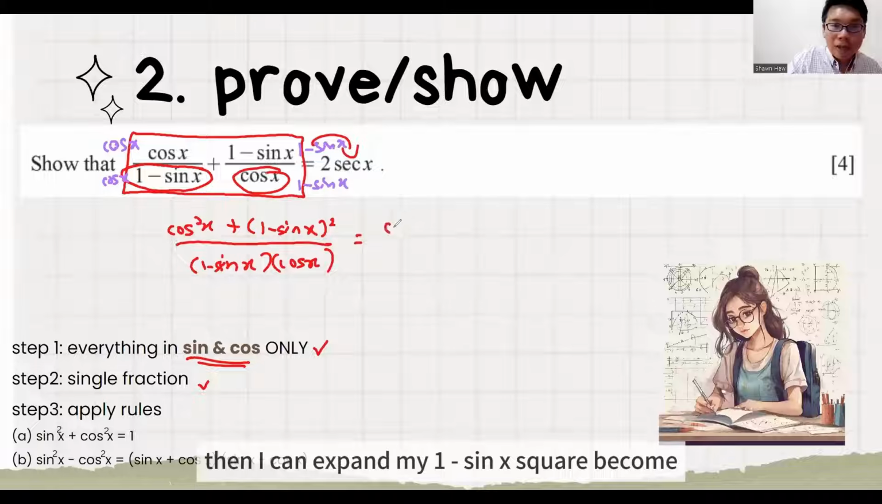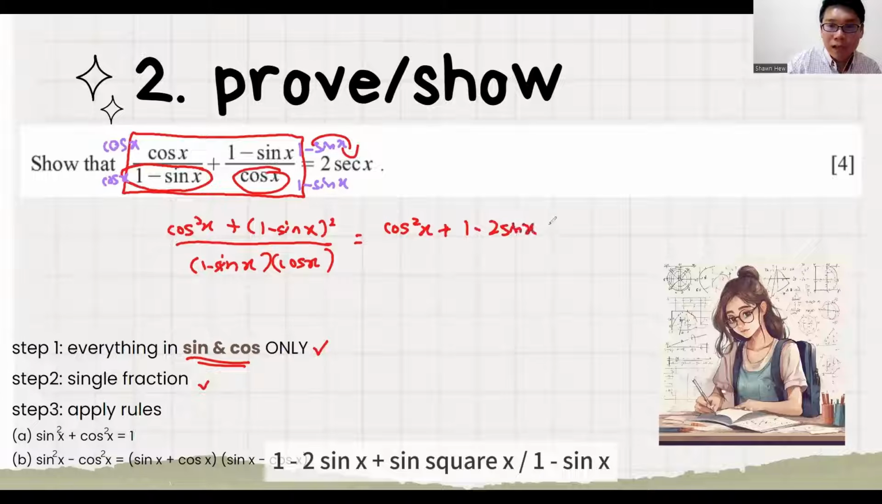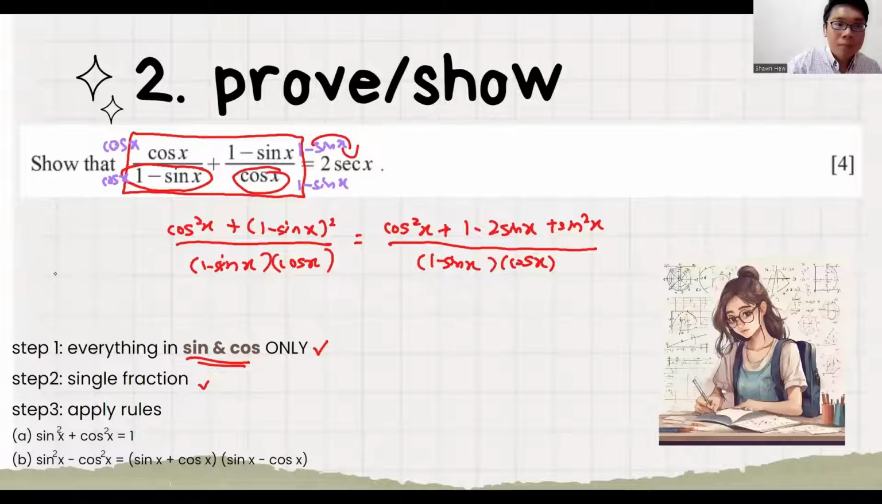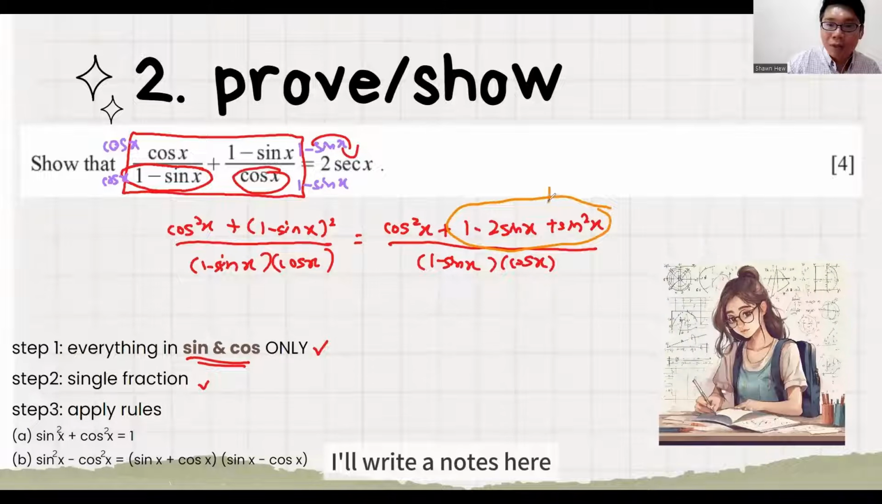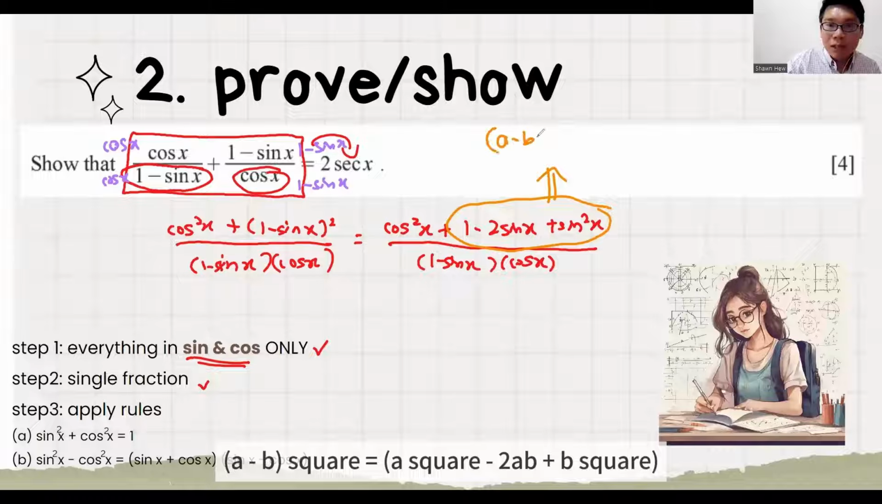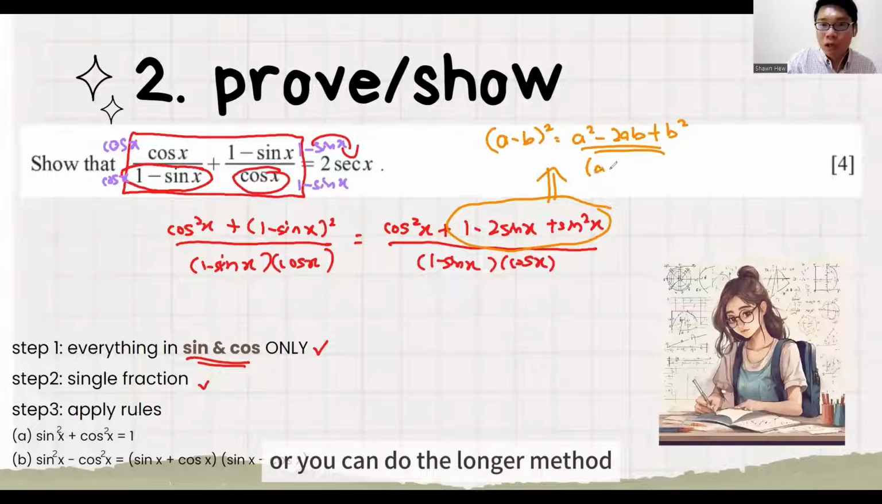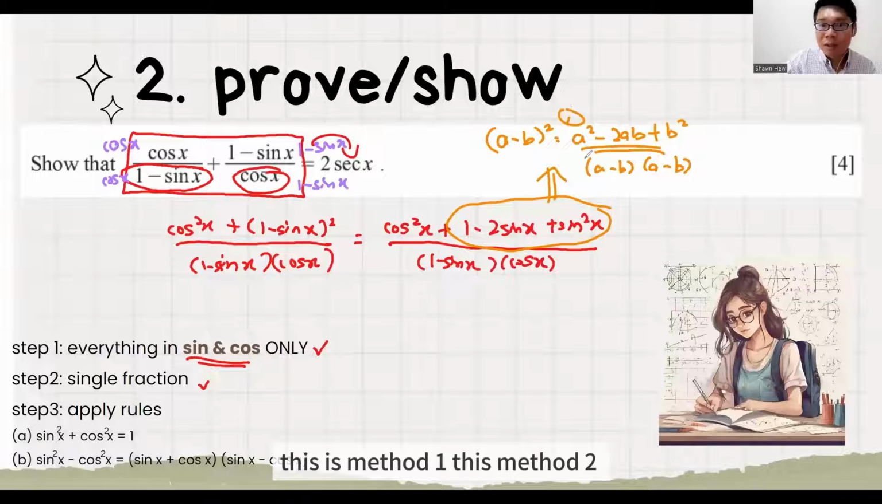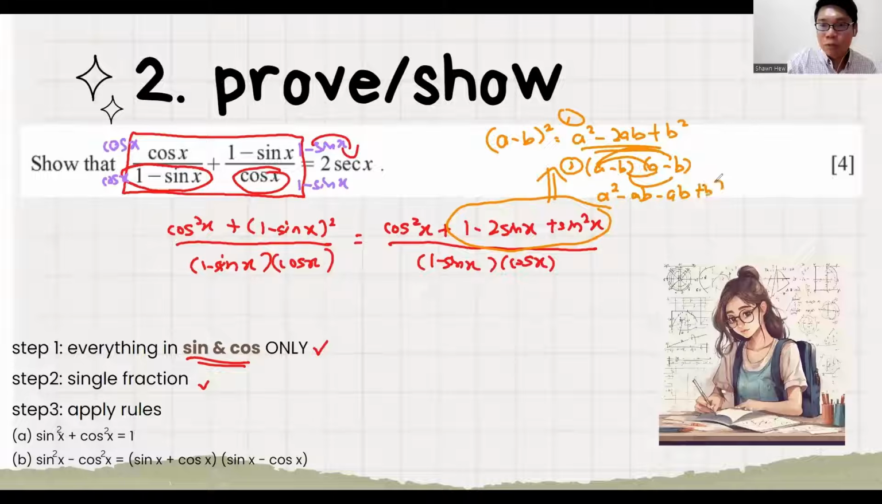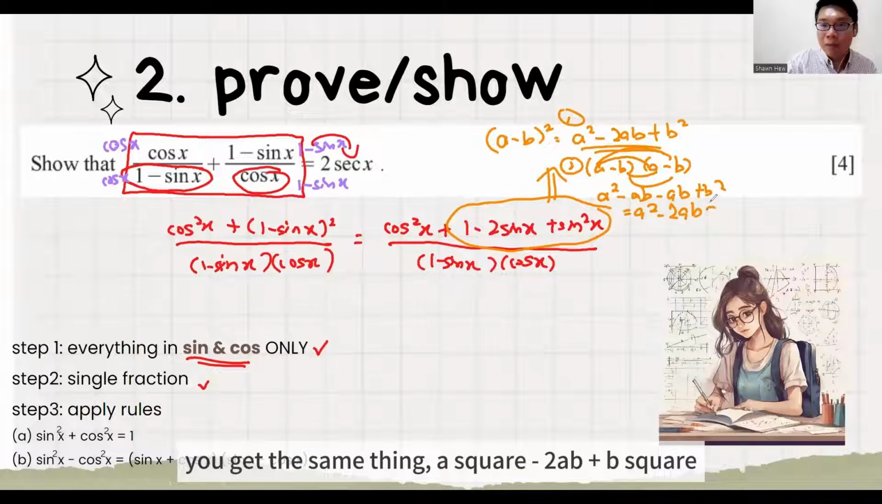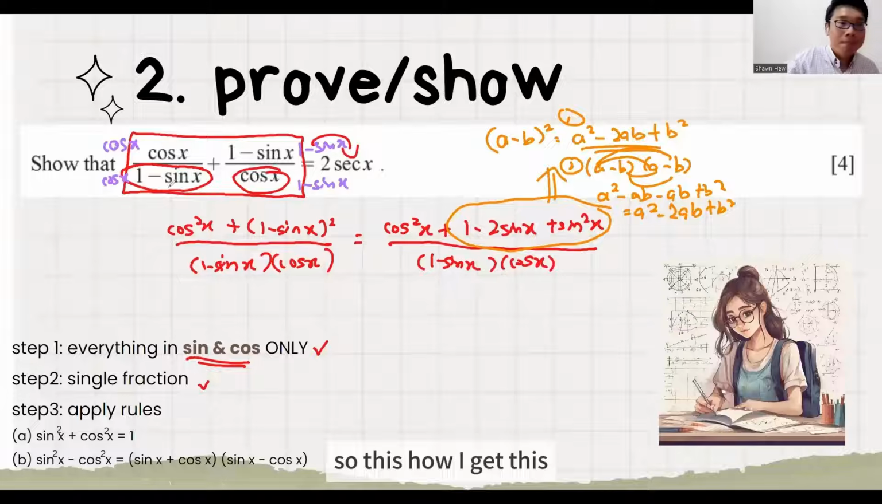then I can expand my 1 minus sine x squared, which will become 1 minus 2 sine x plus sine squared x over 1 minus sine x. If you don't know how to do this, I will write a note here. (a minus b) squared is a squared minus 2ab plus b squared. Or you can do the longer method. This is method 1, this is method 2. You get the same thing, a squared minus 2ab plus b squared. So this is how I get this.